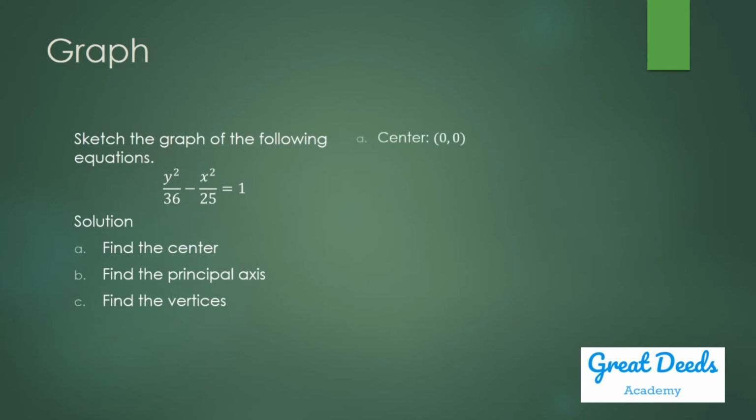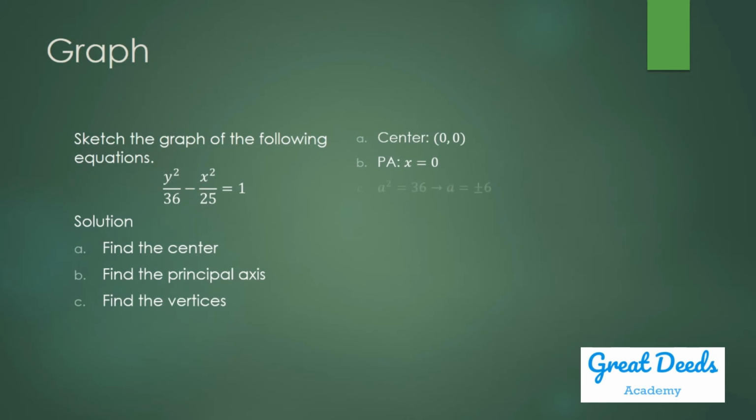So the center here is (0, 0). It's the origin. And let us pay attention to the term that appears after subtraction. It's x squared. So this is telling us that the principal axis is vertical. So our hyperbola is standing up: one branch opens up, one branch opens down. And so our principal axis is x equal to 0.